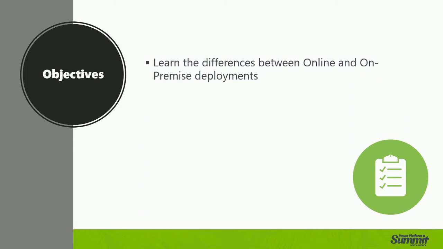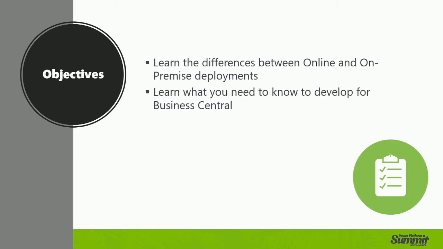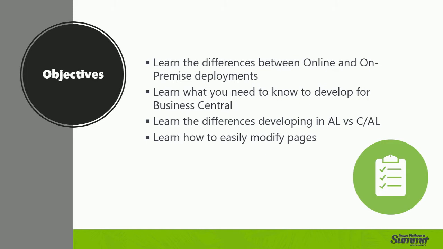So the objectives today. The purpose of this session is to talk about the differences between Business Central and the previous versions of Dynamics Nav. So what we'll cover off today, we'll learn the differences between the online and the on-premise deployments. There's two deployment options in Business Central. We'll talk through what you need to know to develop for Business Central, and we'll talk about some of those tools. We'll learn the differences between developing in the AL language in Business Central versus the previous Nav C/AL language. And we'll also learn how you can easily modify pages without being a developer.